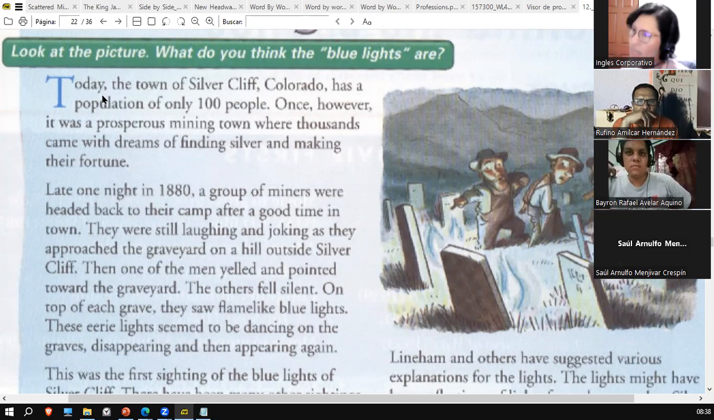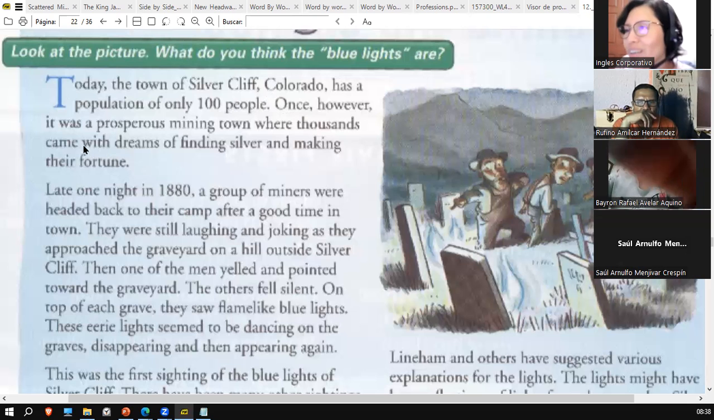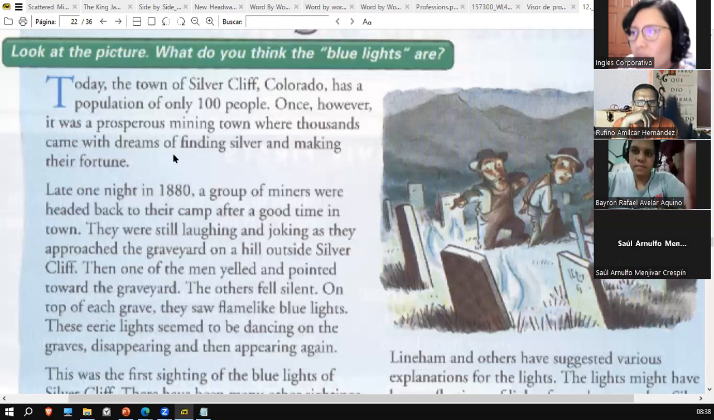Okay? Today, the town of Silver Cliff, Colorado, has a population of only 100 people. Once, however, it was a prosperous mining town where thousands came with dreams of finding silver and making their fortune.